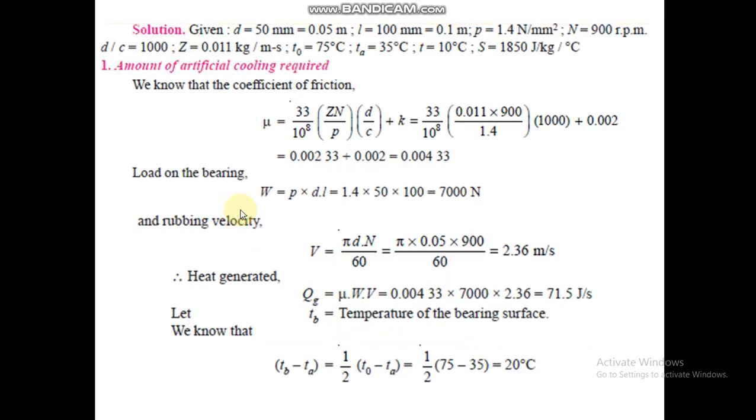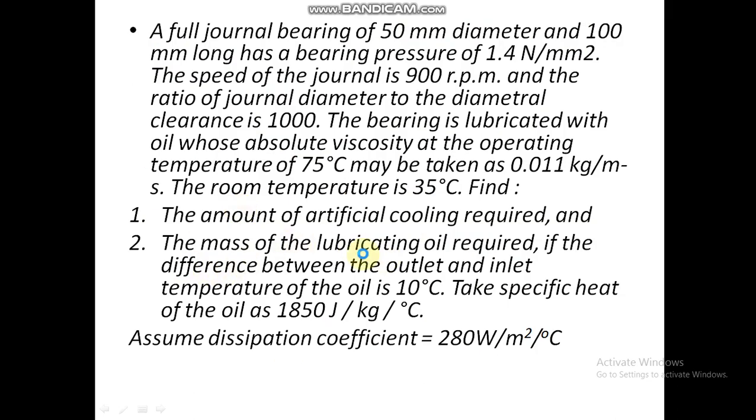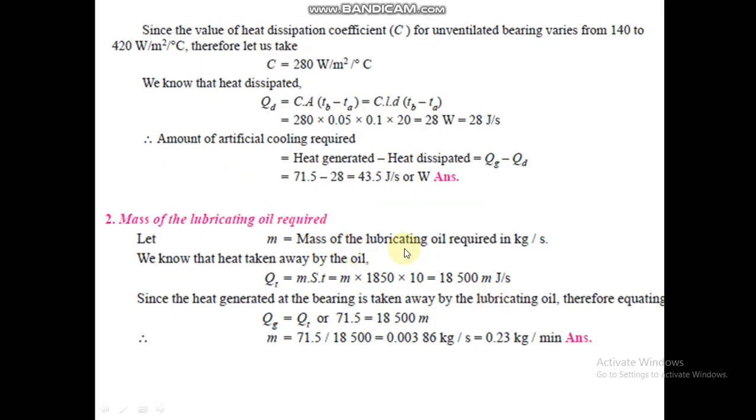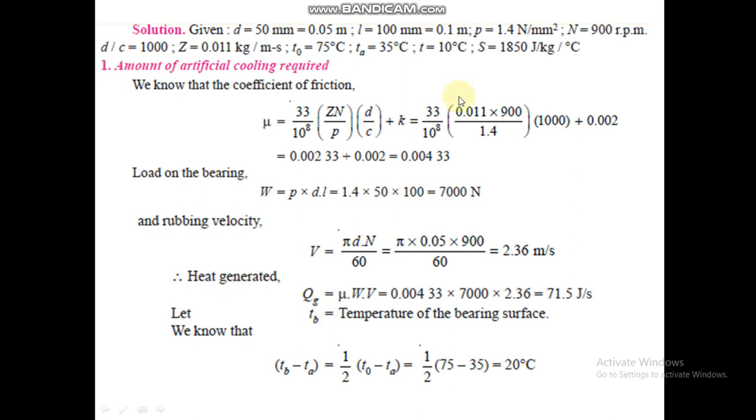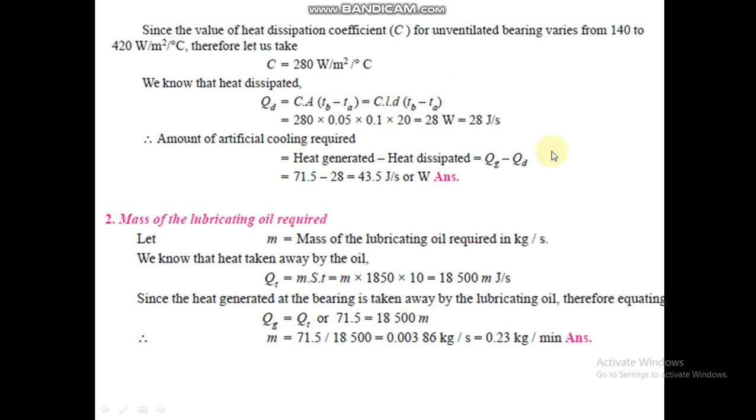And now another thing we have to find is mass of lubricating oil required. So let m be the mass of lubricating oil required, and its relation is heat taken away by the oil, m S T. m is mass, which you have to find, where S is specific heat of the oil, 1850 given to us. So put the value 1850, and T is the temperature rise of the oil, and it is 10 degrees given to us. So Qt is the amount of heat taken away by the oil.